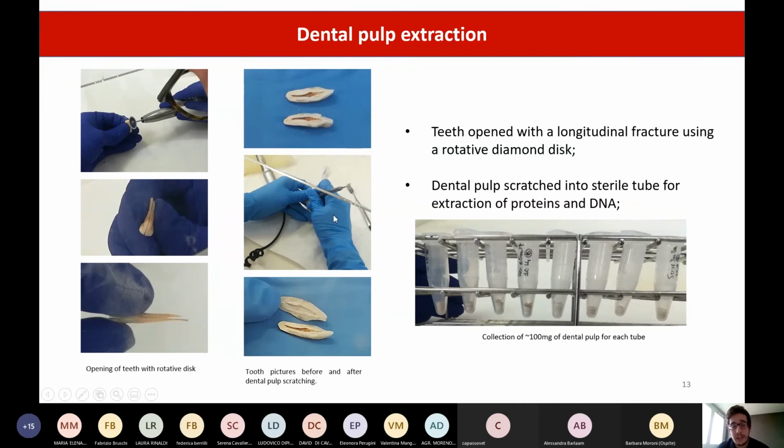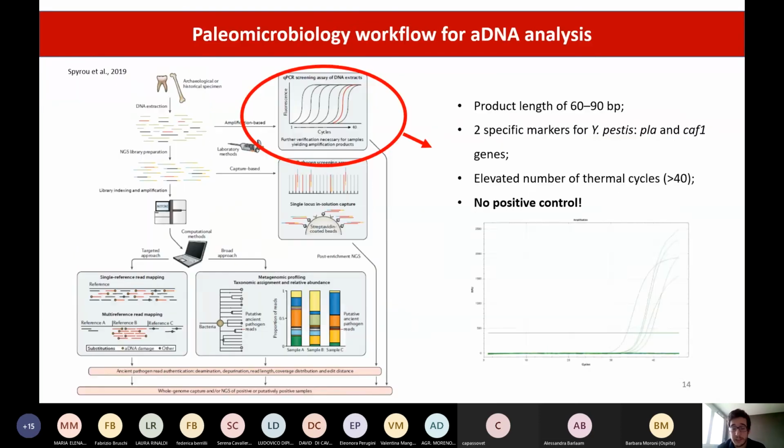And to scratch it, you can use a scalpel or an excavator, which is the tool that dentists use to remove tartar from the teeth. And here in the bottom, you can see the difference before and after extraction of the dental pulp. So when you collect the dental pulp, you can decide to extract the molecule of interest.